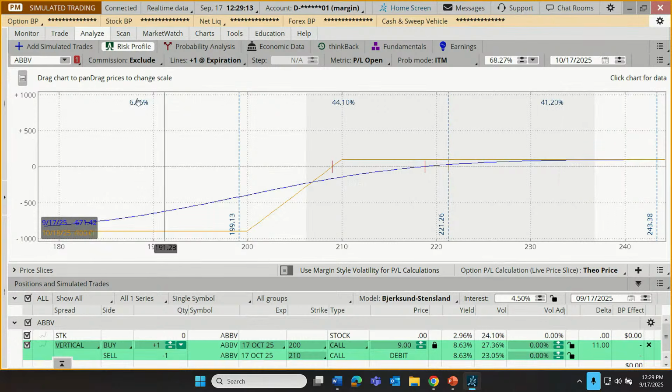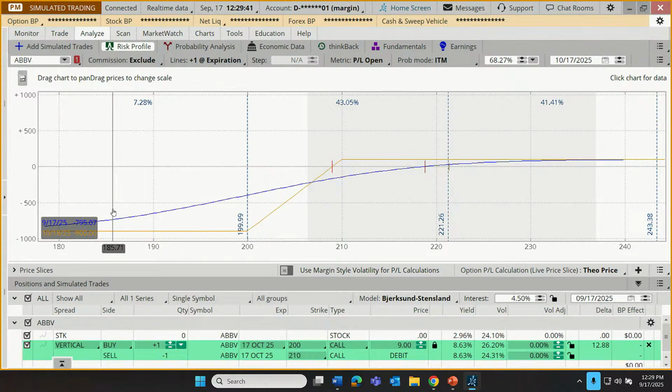And what you'll now see is there are some percentage numbers here. These are actually probabilities. But probabilities of what? Well, let's click and drag this first line over to $200. So as I position that as closely as I can, there it is, right at $200. This is now telling us about a 7.4% chance that as of October 17th, the stock will be below $200.